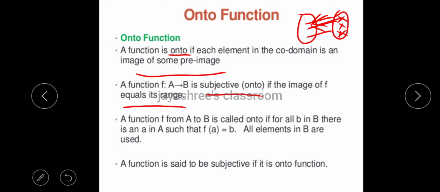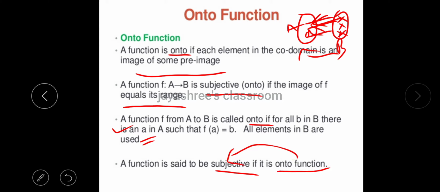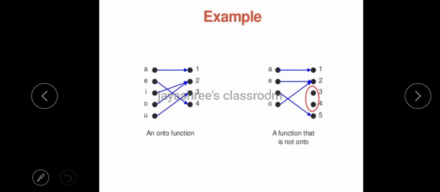No member is free. A function f from A to B is called onto if for all b in B, this is capital B, there is an a in capital A, this is capital A, such that f of a is equal to b. All elements in B are used. A function is said to be surjective if it is an onto function. So onto functions are also called surjective functions.